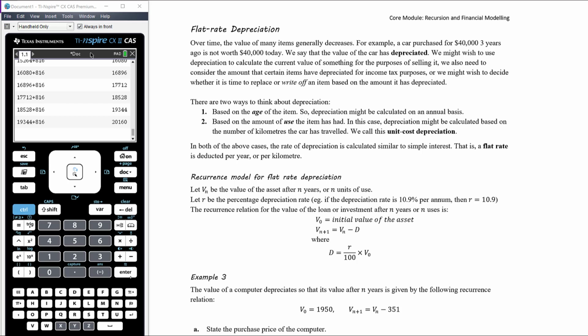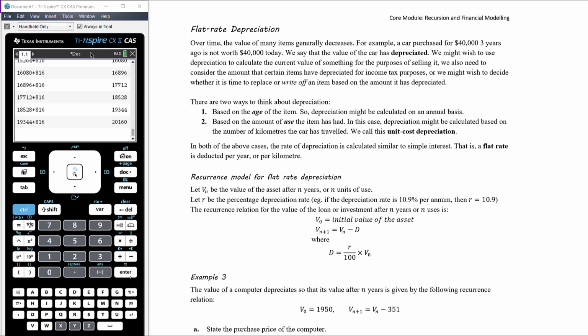We might wish to use depreciation to calculate the current value of something, whether that's for the purposes of trying to sell it, or whether it's for tax purposes, or we might also wish to decide whether it's time to replace or to write off an item. So often, particularly if you insure a car, there'll be a value at which your car is written off. So if your car at that point is deemed to be worth less than $5,000 or something, it's not worth the cost of repair, and it's written off at that point.